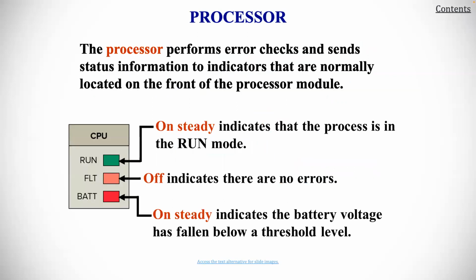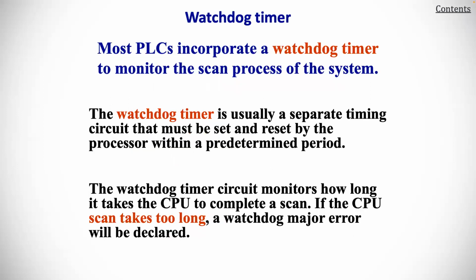And then looking at troubleshooting, the processor performs error checking and sends status information to indicators that are normally located on the front of the processor module. So you're going to have on steady, off, and flashing, for things like run, battery, and filter. All those are things that could be useful. A watchdog timer can be a benefit.